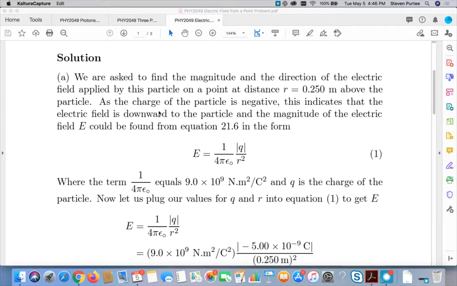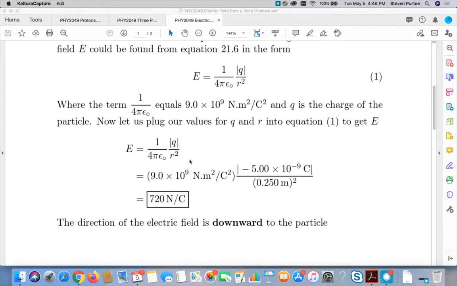So here we just want to calculate the magnitude of the electric field. That's kQ over r squared. This is just a fancy way of saying k, 1 over 4 pi epsilon naught. That's just approximately 9 times 10 to the ninth. Q, of course, is the charge of our particle, so we just plug everything in. Our distance was 25 centimeters. So we get an electric field strength of 720 newtons per coulomb.